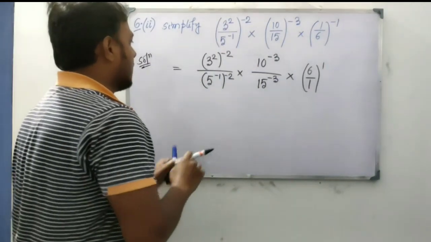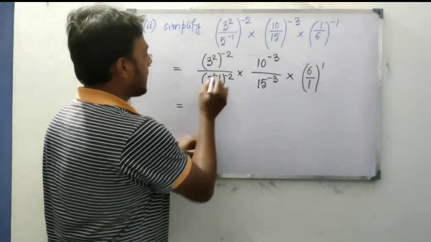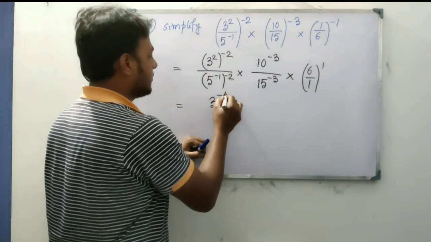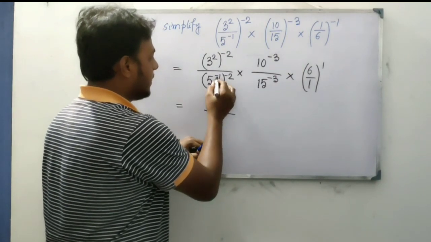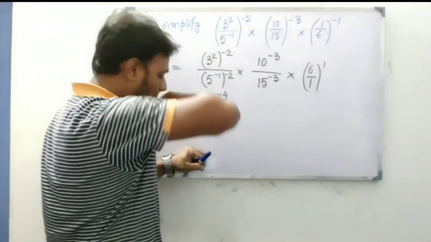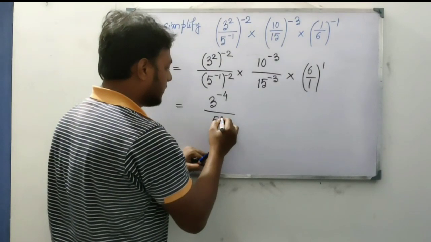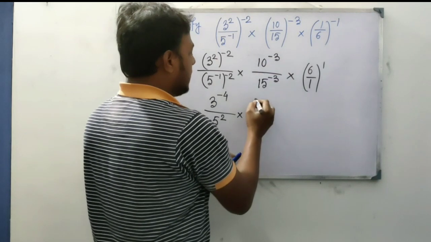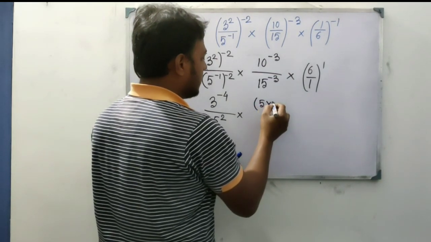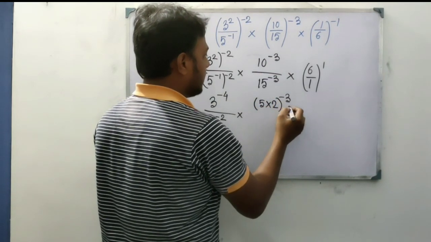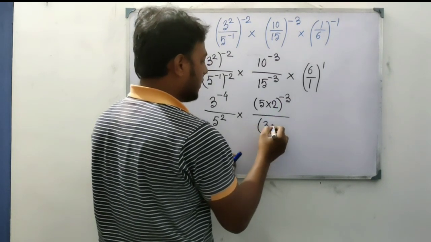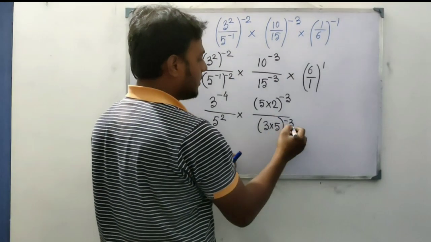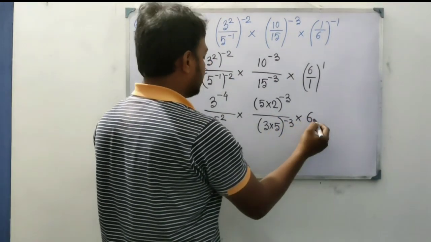Next, the numerator is 3 to the power minus 4. We can multiply these two, and this is 5 to the power minus 1 minus 2, that means minus 1 into minus 1 plus, into 5 square only, into 10 can be written as (5 into 2) whole power minus 3. 15 can be written as 3 into 5. In the place of 15 we have written here 3 into 5 and minus 3 was outside, and 6 by 1 is 6 itself.